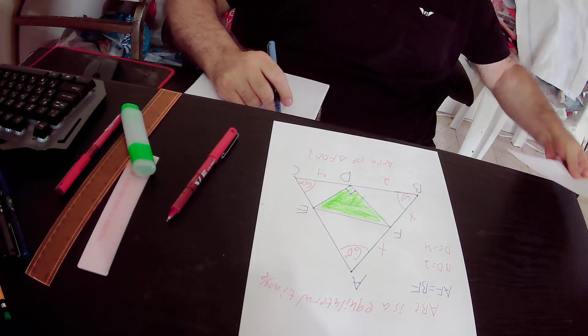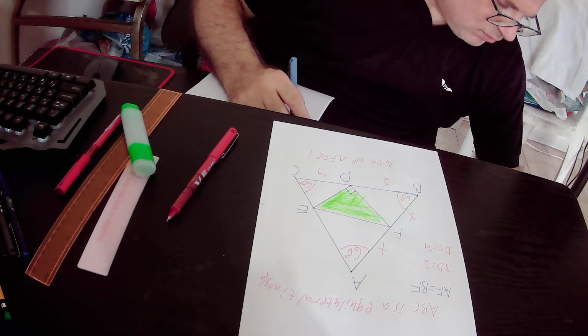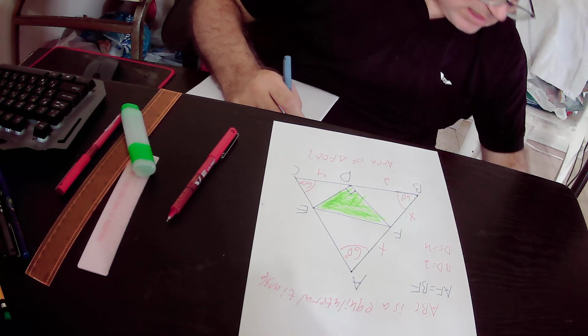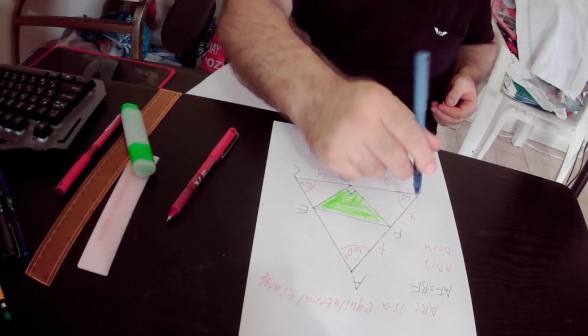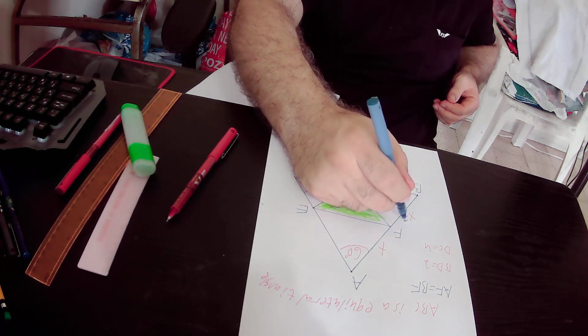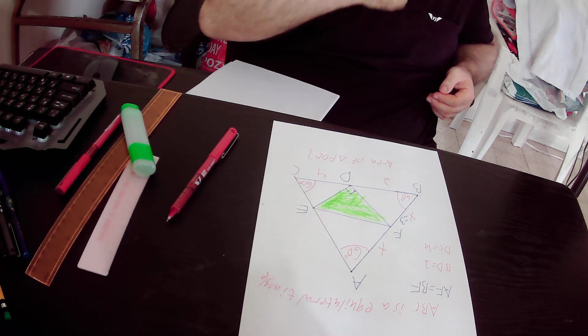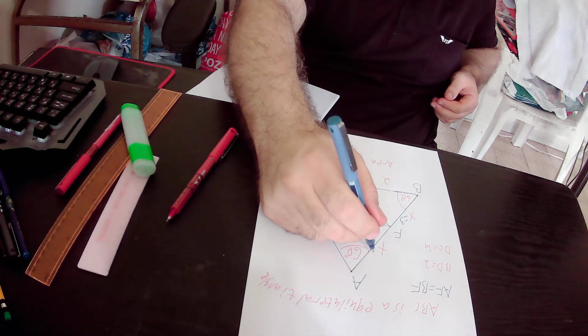So x equals 3 units. That means that the value of BF is 3 units, and the value of AF is also 3 units.